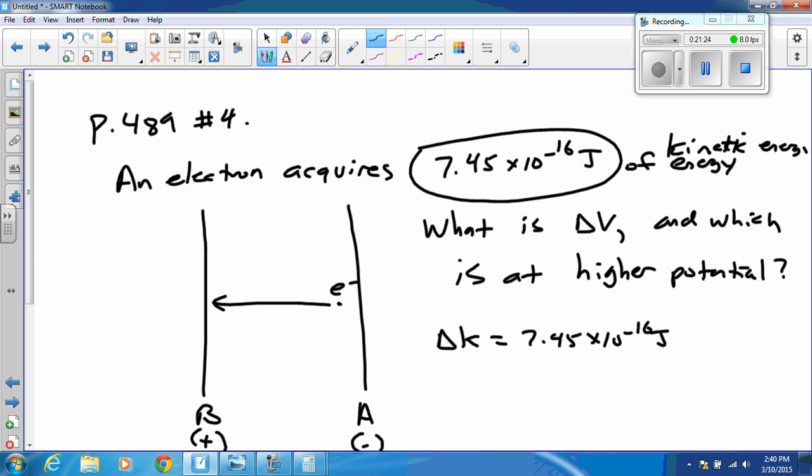It came from potential energy. So what is the change in potential energy of this electron? Negative that. That's exactly right. Because my electron gained blah joules of kinetic energy, it lost blah joules of potential energy. And that's the insight for this problem.